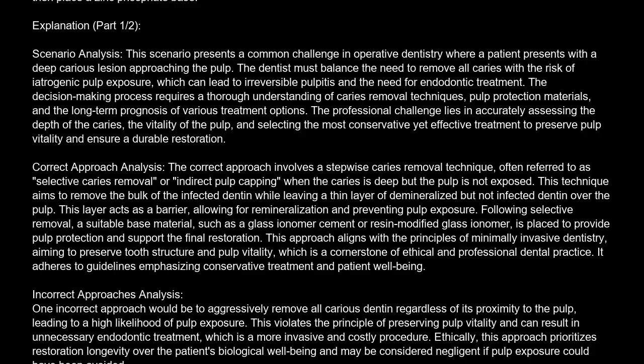Correct approach analysis. The correct approach involves a stepwise caries removal technique, often referred to as selective caries removal or indirect pulp capping when the caries is deep but the pulp is not exposed. This technique aims to remove the bulk of the infected dentin while leaving a thin layer of demineralized but not infected dentin over the pulp. This layer acts as a barrier, allowing for remineralization and preventing pulp exposure. Following selective removal, a suitable base material, such as a glass ionomer cement or resin-modified glass ionomer, is placed to provide pulp protection and support the final restoration.